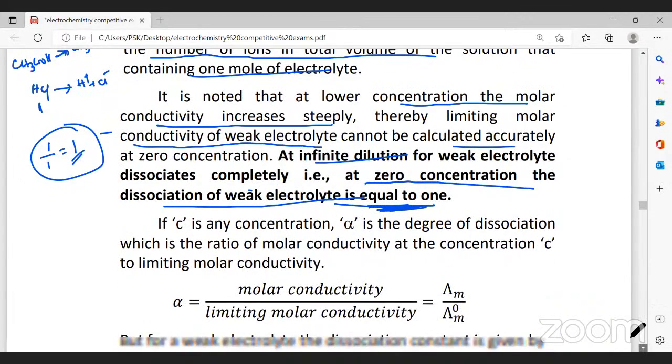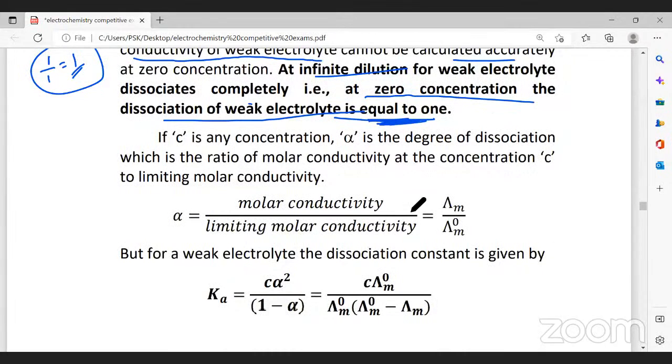Now, see the formulas I gave you just now in the application. If C is any concentration, alpha is the degree of dissociation, which is the ratio of molar conductivity at a particular concentration to the limiting molar conductivity. What do you mean by limiting molar conductivity? Conductivity at infinite dilution is called limiting molar conductivity. This lambda naught m indicates infinite dilution. For a weak electrolyte, the dissociation constant is given by the formula we learned: Ka is equal to C alpha square divided by 1 minus alpha.